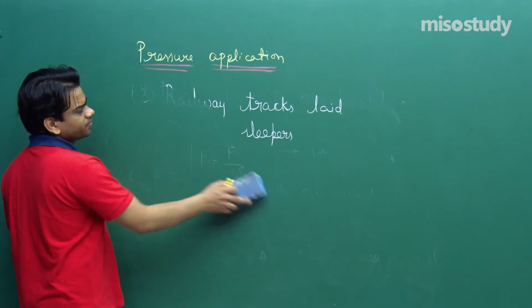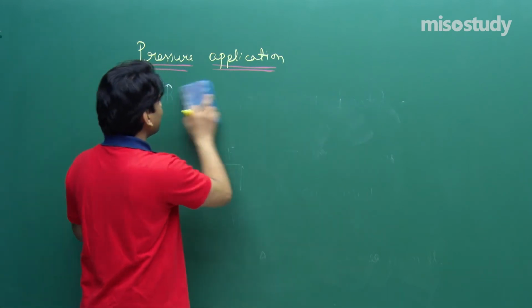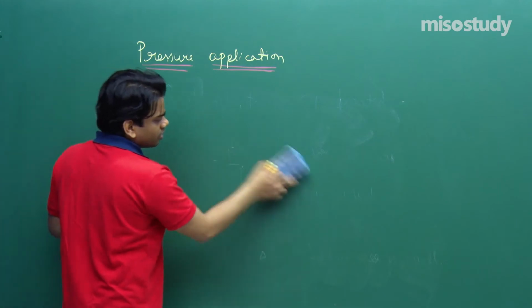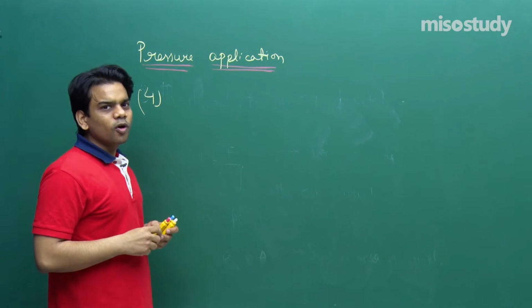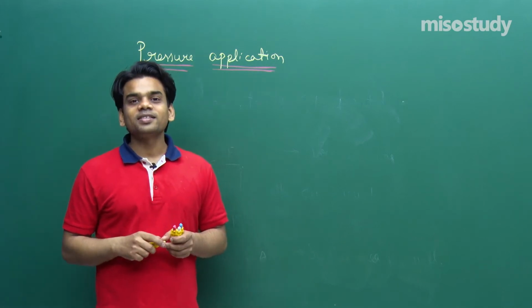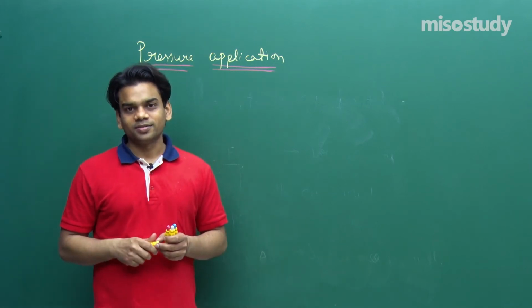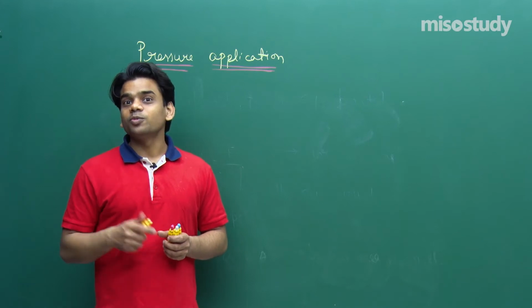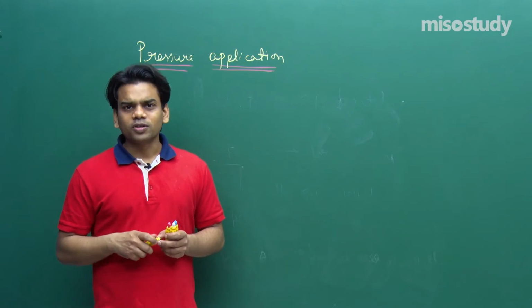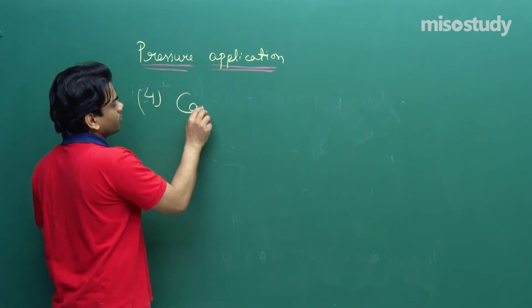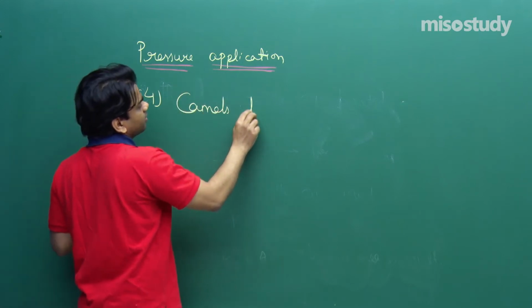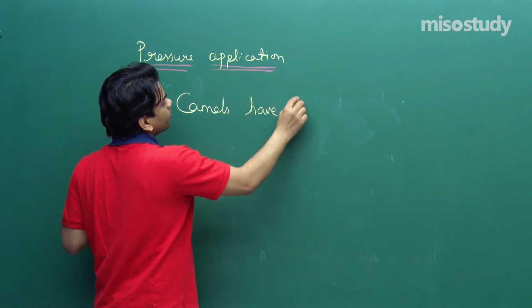Easy observation, easy to understand. Some more observations: if you want to walk on sand, place a wide board on it. And you must have also observed that when camels walk on sand, they have broad feet. Why is that so? Camels have broad feet.